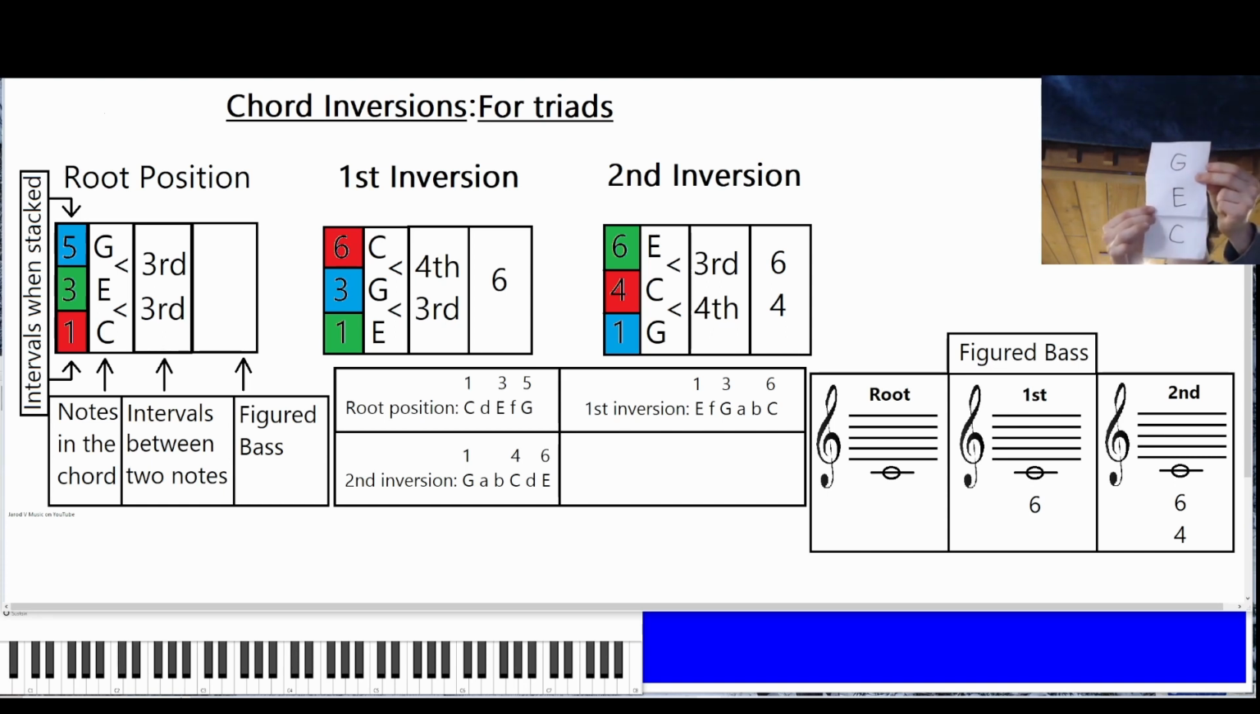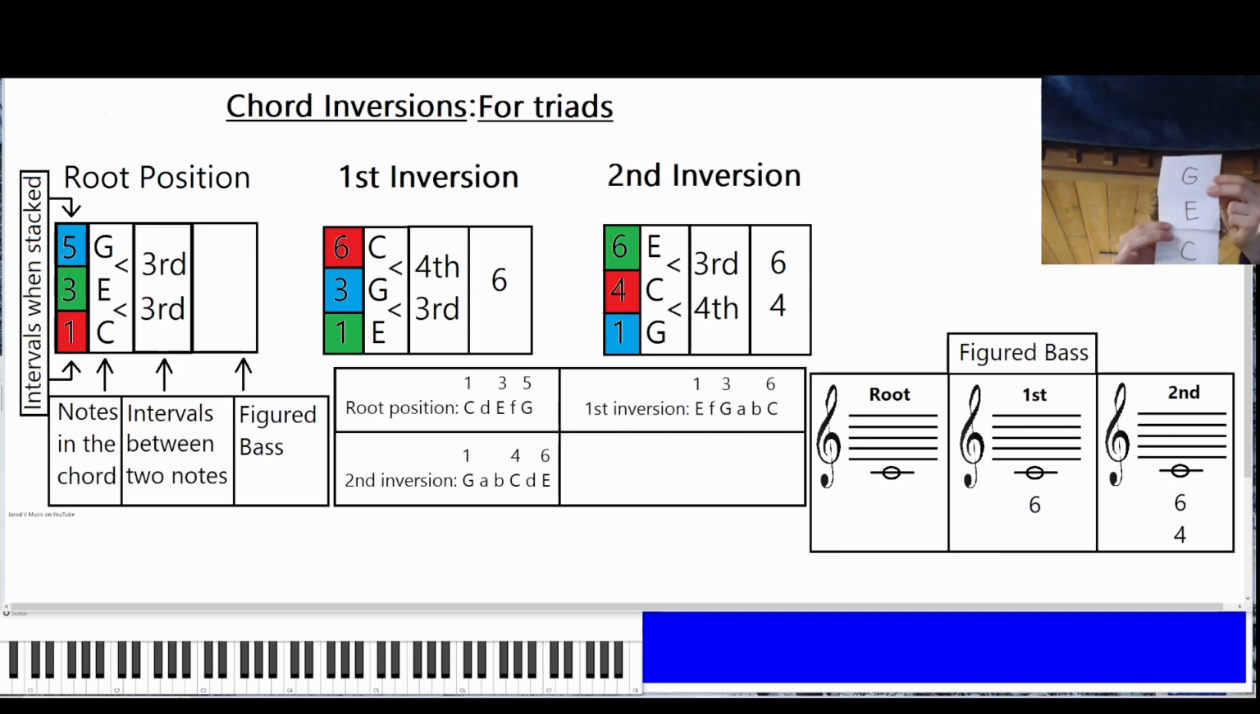And if I want to take this C major triad in root position and turn it into a first inversion triad, all I'm going to do is take the bottom note, in this case a C, and put it on top of the chord. So now I have an E, G, and C chord, making a first inversion C major triad.